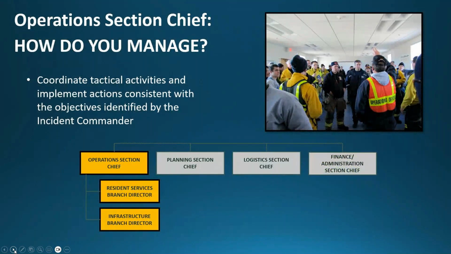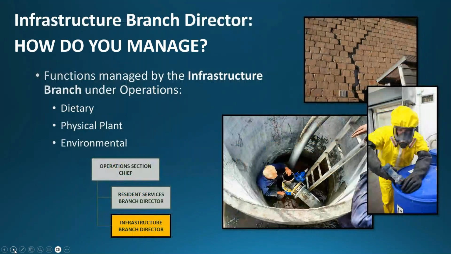All right, so I mentioned the operations section. These are the doers. These are the folks that are actually carrying out all the tasks that the incident management team is planning for them. And they're overseen by the resident services branch and the infrastructure branch. We'll talk about what each one of those folks do. So the infrastructure branch is generally making sure that the building envelope is still safe to be occupied.